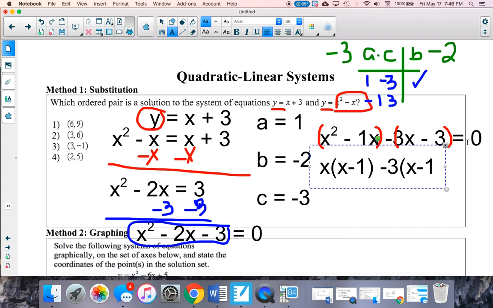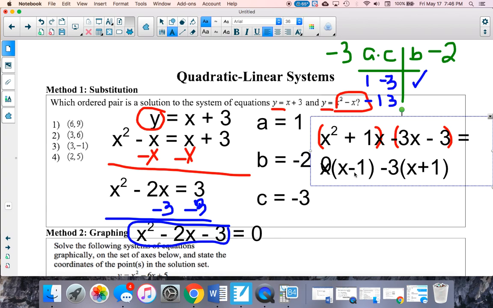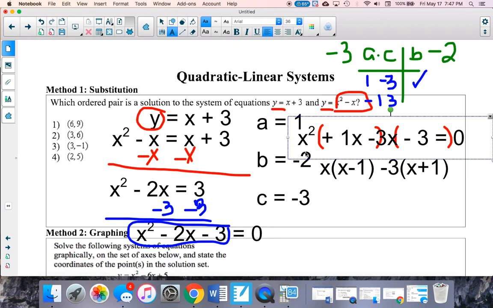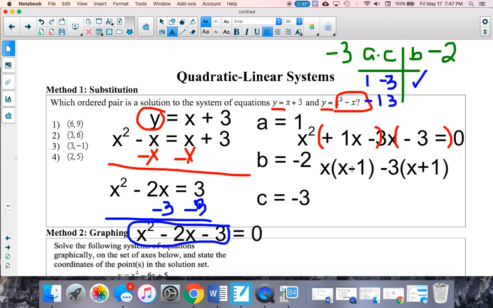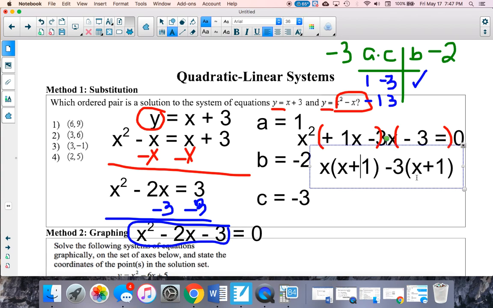Did I mess up somewhere? I feel like I messed up somewhere. Alright, I have to have messed up because this ends up becoming x plus 1. Here's where I messed up. I'm sorry, this is plus 1. This is a horrible video. I'm the worst. I messed up. Oh my gosh, what is going on? Okay, I'm sorry. Okay, so I get x plus 1.